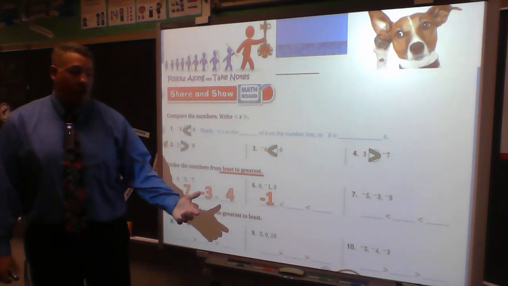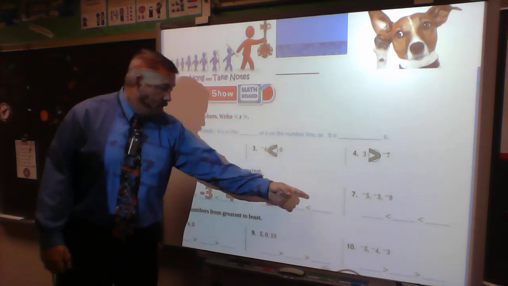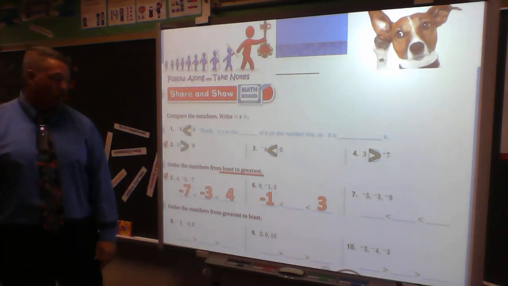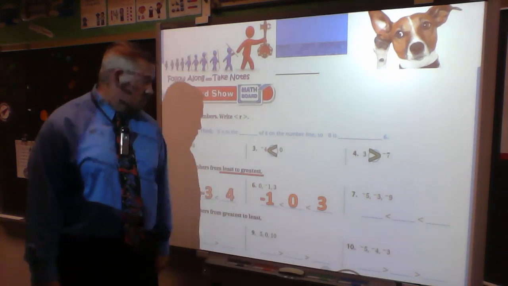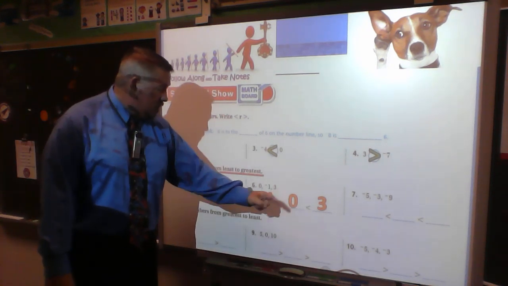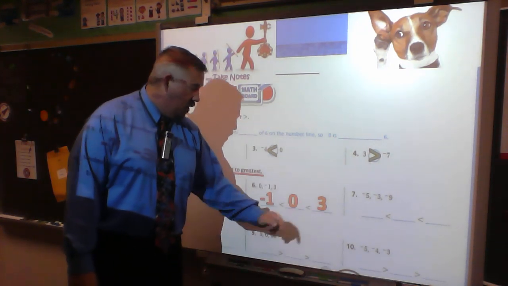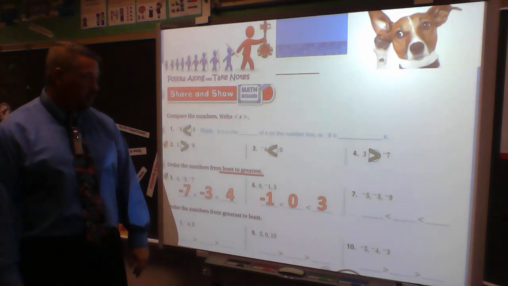What's the largest one out of the 3? Well, 3 is definitely bigger than 0. So that puts my 0 right in the middle, which makes these arrows true. Negative 1 is less than 0, and 0 is indeed less than the 3.